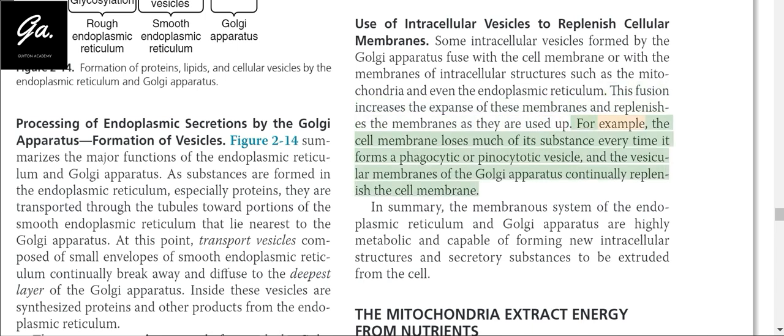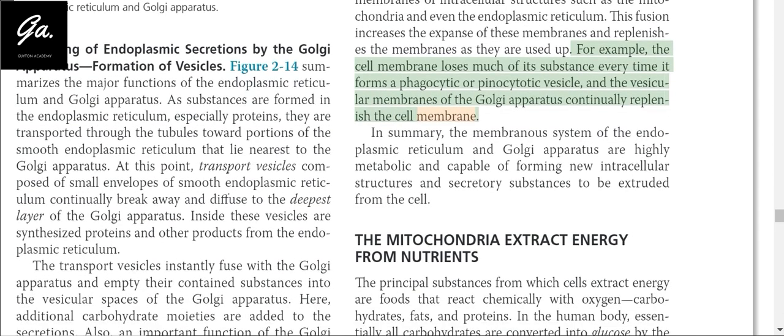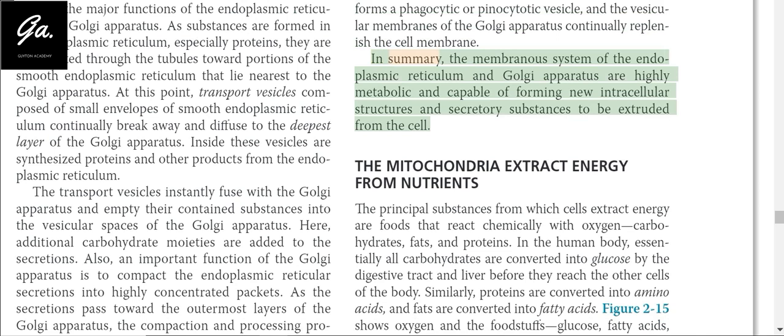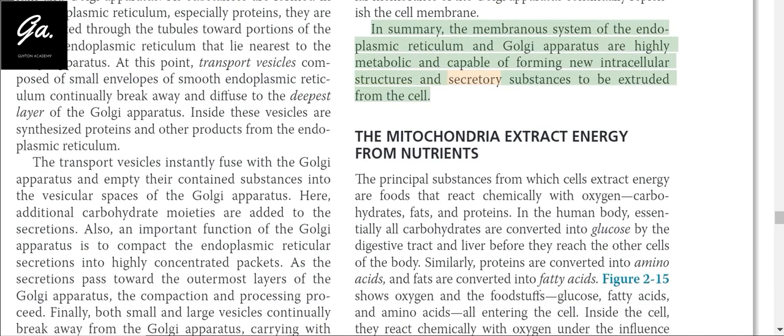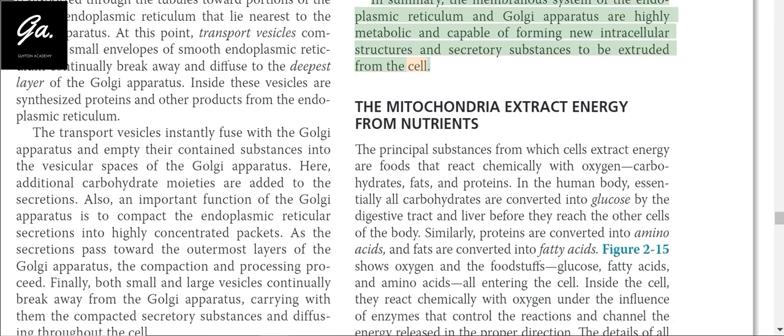For example, the cell membrane loses much of its substance every time it forms a phagocytic or pinocytotic vesicle, and the vesicular membranes of the Golgi apparatus continually replenish the cell membrane. In summary, the membranous systems of the endoplasmic reticulum and Golgi apparatus are highly metabolic and capable of forming new intracellular structures and secretory substances to be extruded from the cell.